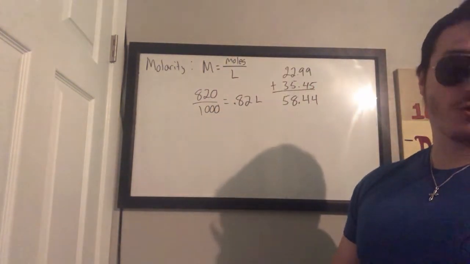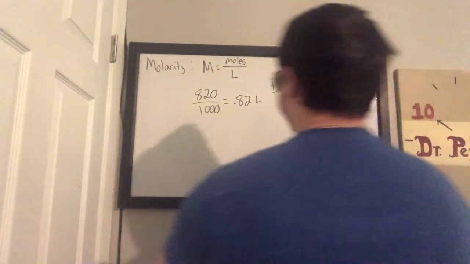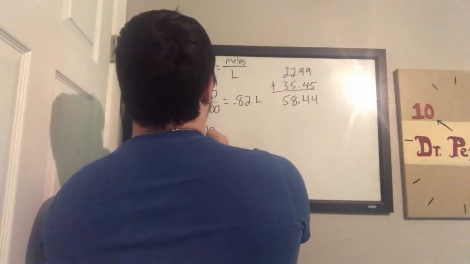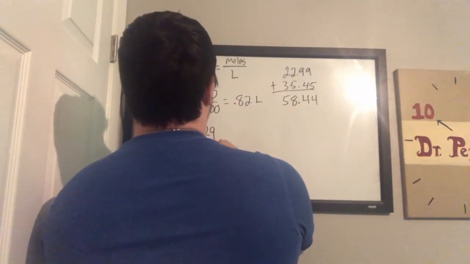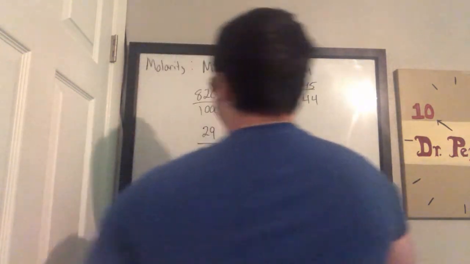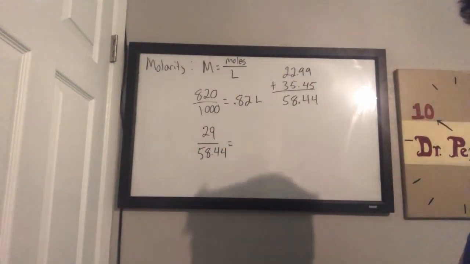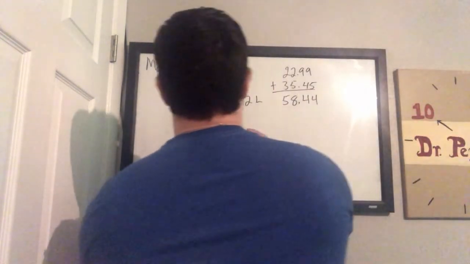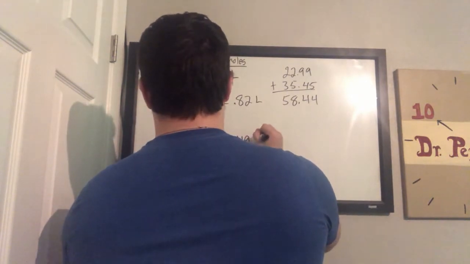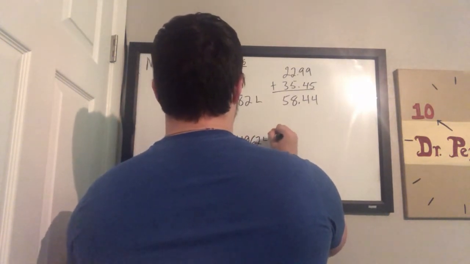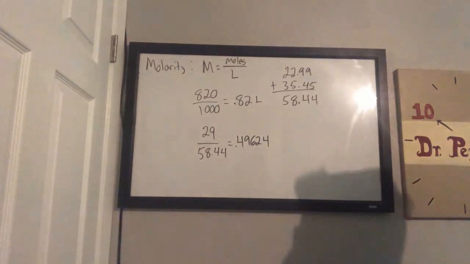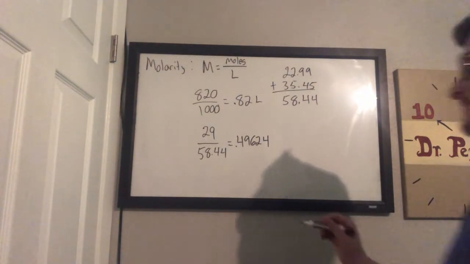So now I'm going to take the 29 grams that they provided, and I'm going to divide it by that value, 58.44, and that's going to give us our moles. Now, if you can, try to avoid rounding here and use that second answer function in your calculator. So I'm going to give it a few extra decimal places here. This is not rounding to sig figs. So 0.49624 moles is what we're working with here.